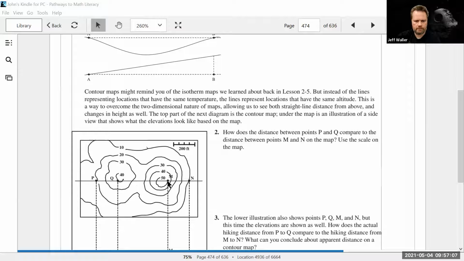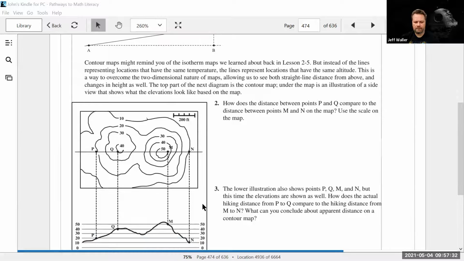How about here? How far up am I at M? 50 feet. And how about N? 10 feet. Yeah, so it's a difference of 40. So how does the distance between points P and Q compare to the distance between points M and N? Do you see how they look the same here? But I'm definitely going further here, aren't I? I'm actually traveling further here than I am here.